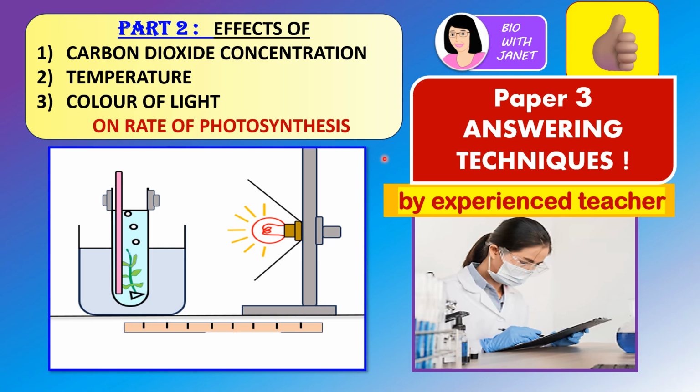This is part 2 of experiments on photosynthesis. So in this video, we're going to discuss effects of carbon dioxide concentration and temperature and also color of light on the rate of photosynthesis. So we discussed the experiments separately, and in the first video, I've already discussed investigating the effects of light intensity on the rate of photosynthesis.